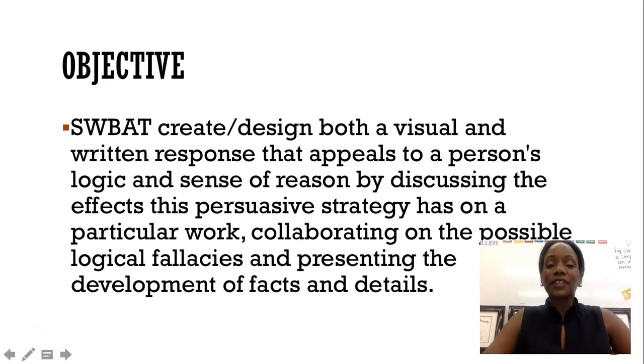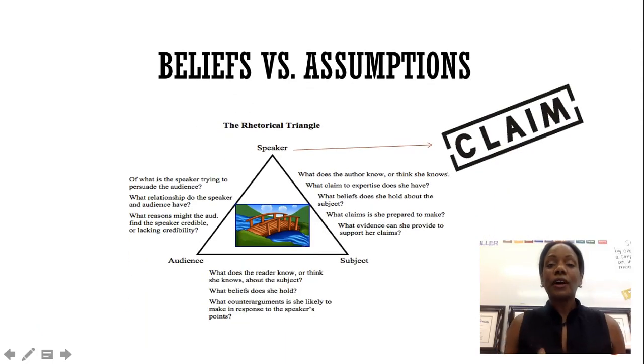So the objective for the lesson is that you're going to be able to create and design both a visual and a written response that appeals to a person's sense of logic or reason by discussing the effects their persuasive strategy has on a particular work, collaborating on the possible logical fallacies, and presenting the development of the facts and details. So I want to start with beliefs versus assumptions.